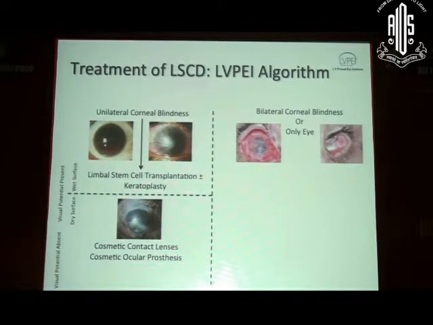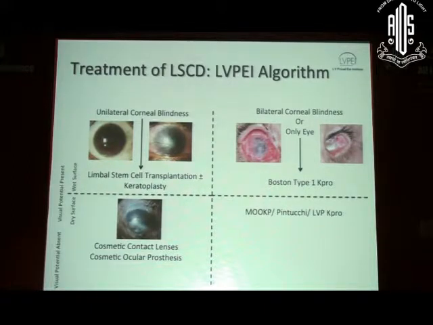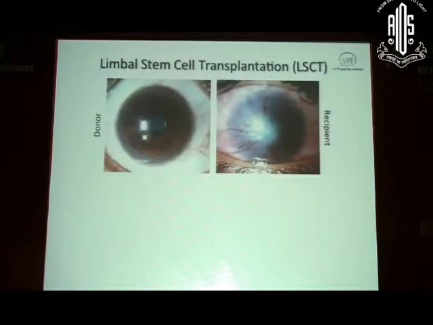However, if the patient has a bilateral problem or it's the only eye of the patient, you don't have an autologous source of limbal tissue. Usually for these patients, we do a keratoprosthesis. Again, if there is visual potential and it's bilateral and dry, there are other keratoprostheses that you can try for these patients. And if there is no visual potential, of course, these are not eyes that you should play with, because the risk of complication is very high.